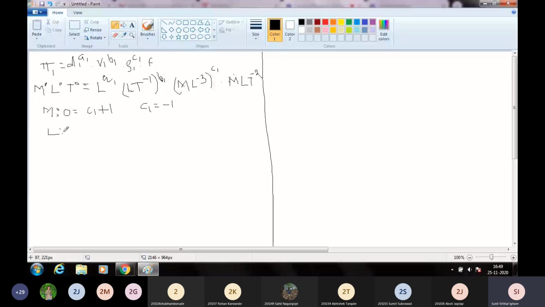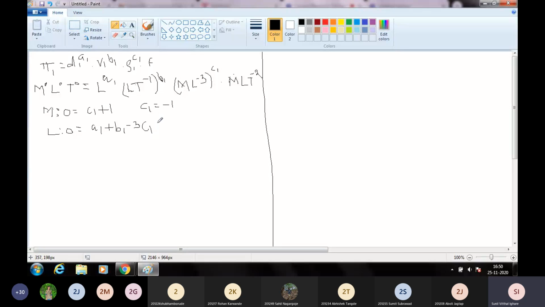Then in the same way, for L, on the left hand side you have L raised to power 0, that is equal to, on the right hand side, the power of L, that is A1, plus the next bracket L raised to power B1, so plus B1. Then L raised to minus 3 raised to C1, so minus 3 into C1.